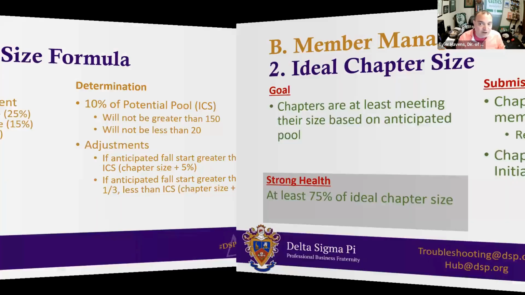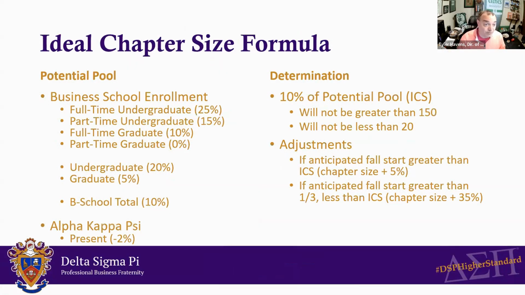And so how we get to that ideal chapter size is we're looking at a variety of different factors. The primary piece is we're looking at business school enrollments. Some business school enrollments are a lot more detailed. When we have that full detail, we can break down and create a pool based on full-time undergraduate, part-time undergraduate, full-time graduate, and part-time graduate. And you can see that percentage of that pool. That's what we anticipate our students would be pulling from in those individual categories.